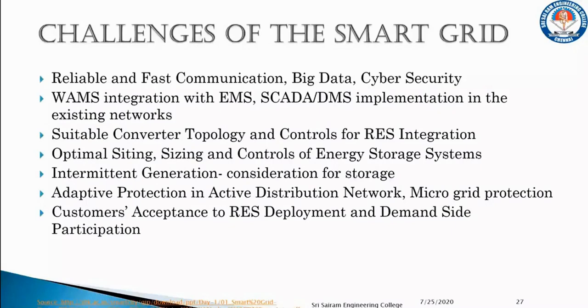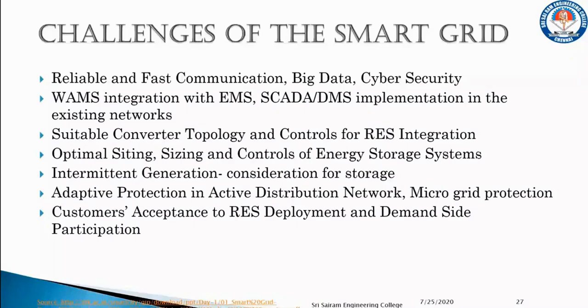These are all the challenges of the smart grid. We have to ensure whether the communication, big data, and cyber security are reliable and fast. We have to check whether the wide area monitoring system with energy management and the SCADA distribution management system can be implemented and integrated. We have to check whether a suitable converter topology and the controls for renewable energy integration are available. We also have to check for the optimal site for the smart grid, and for the sizing and control of energy storage systems. We also need to consider the storage mechanisms due to the intermittent nature of renewable energy.